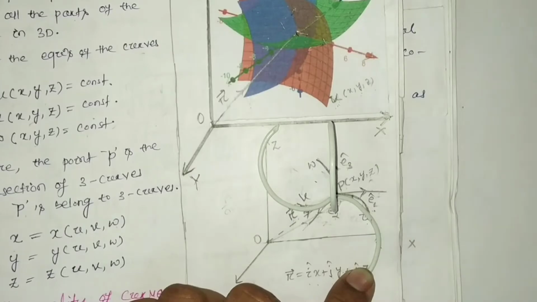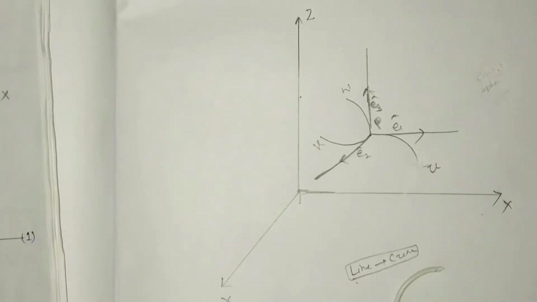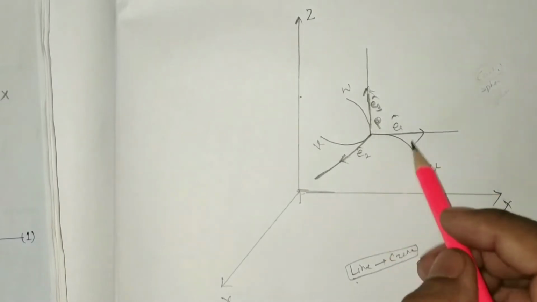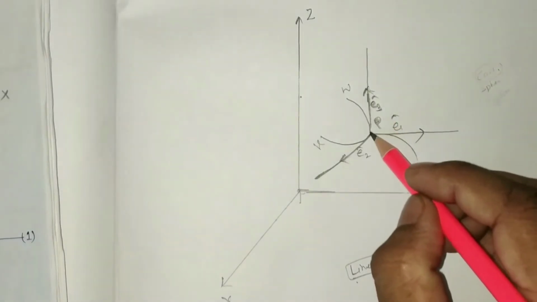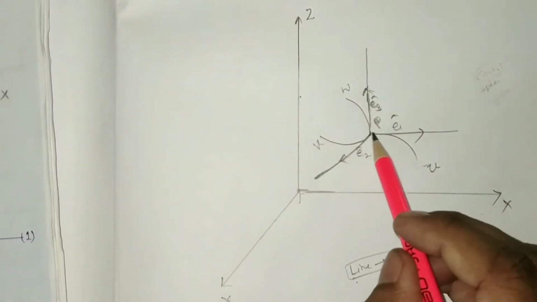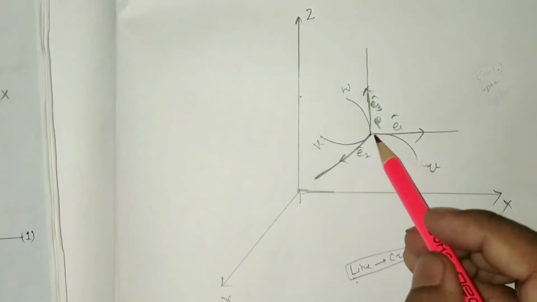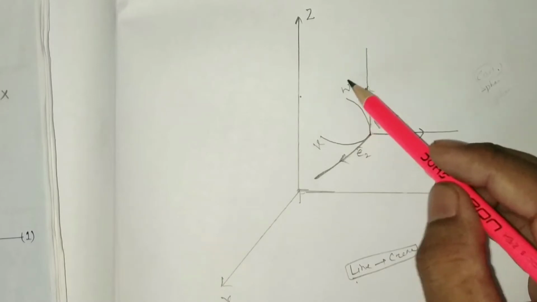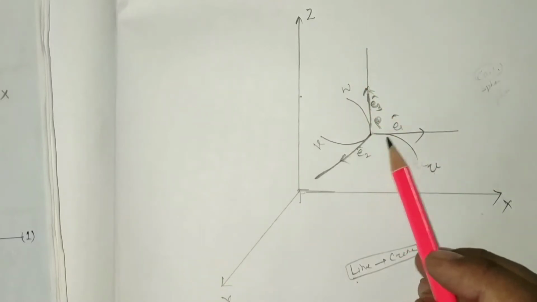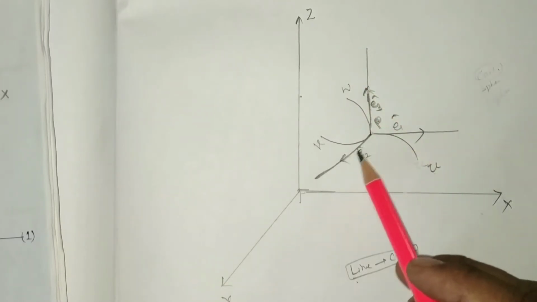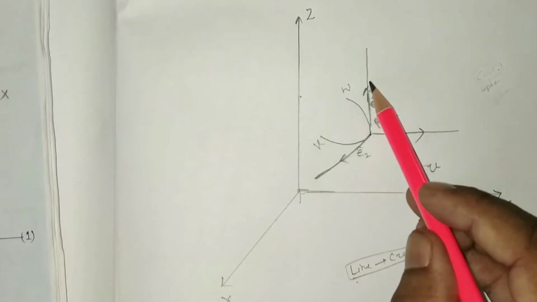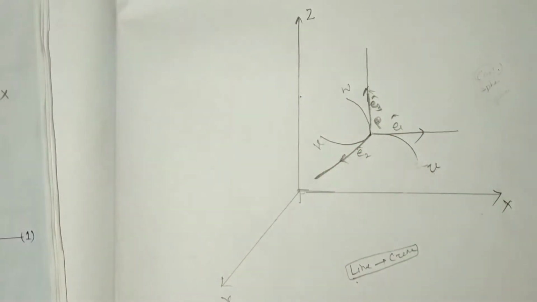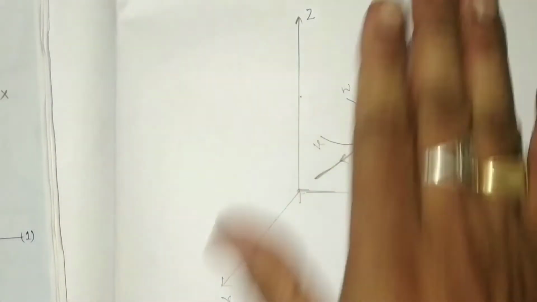Same figure I am going to draw here to explain. You just watch. So these are the three curves which intersect at the point P, and this is the tangent for U curve, this is the tangent for V curve, this is the tangent for W curve. Corresponding unit vectors are E1 cap, E2 cap and E3 cap. This is drawn on plain paper.